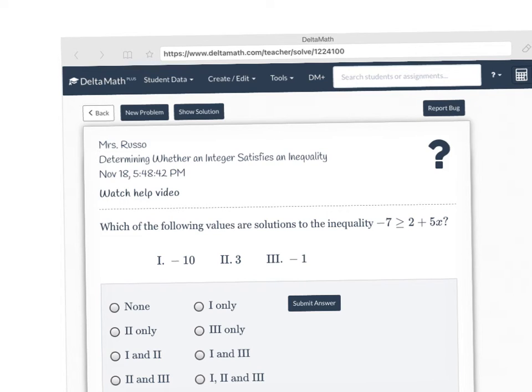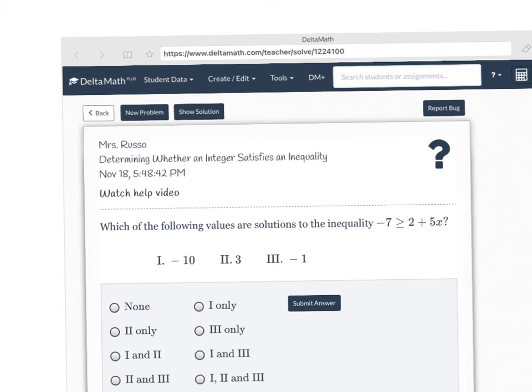So my inequality is -7 is greater than or equal to 2 plus 5x. So I'm going to say, is -7 greater than or equal to 2 plus 5 times that -10? Well, let me check. Is -7 greater than or equal to 2 minus 50? Is -7 greater than or equal to -48? Yes, it is. So I know that 1 is a solution to the inequality.